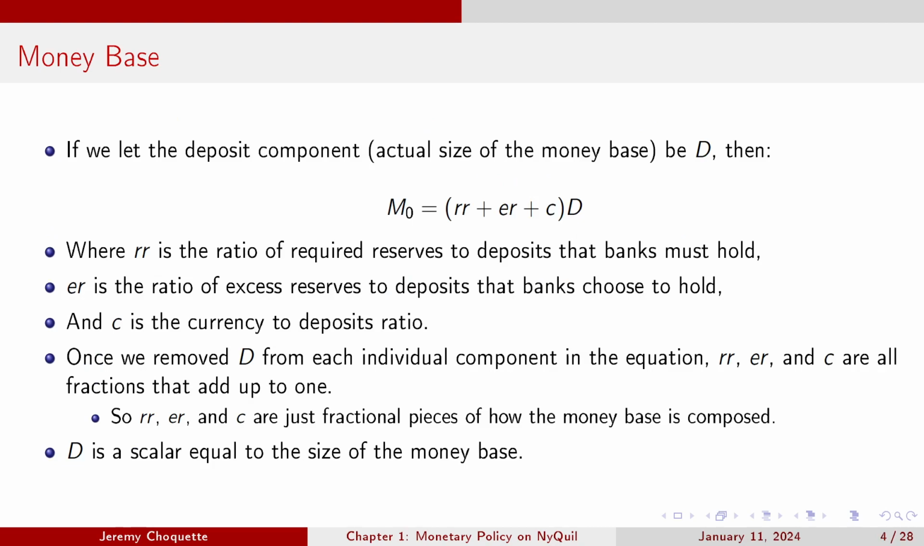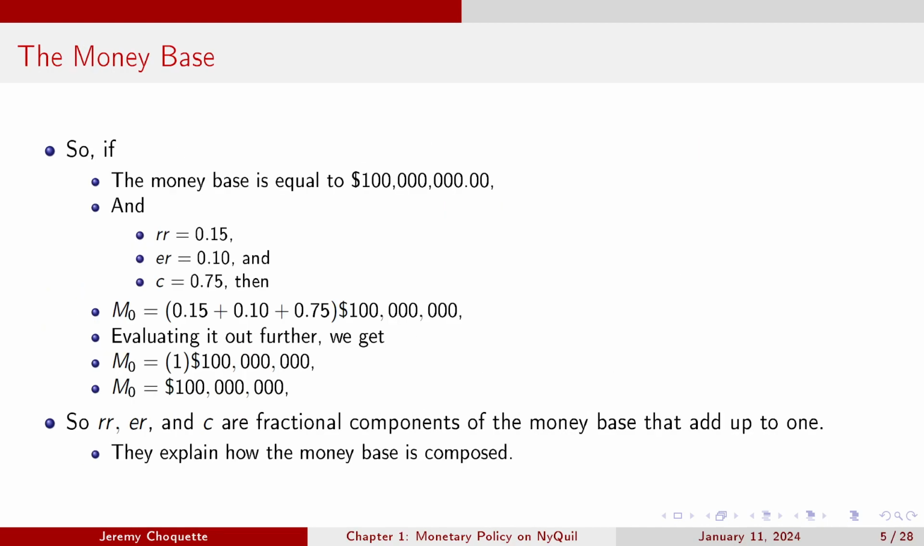Okay, so back to the money base and splitting that deposit component up into reserves plus currency. RR would be the ratio of required reserves to deposits that banks have to hold. ER would be excess reserves that the banks choose to hold. C is the currency to deposits ratio. Once we've removed that D from the individual component in the equation, RR, ER, and C are all fractions that just add up to 1. So they're fractional pieces of how the money base is going to be composed. And then D would just be a scalar equal to the size of the money base.